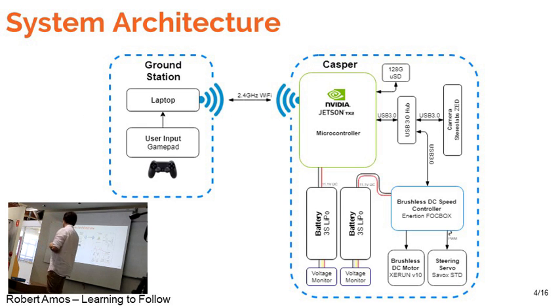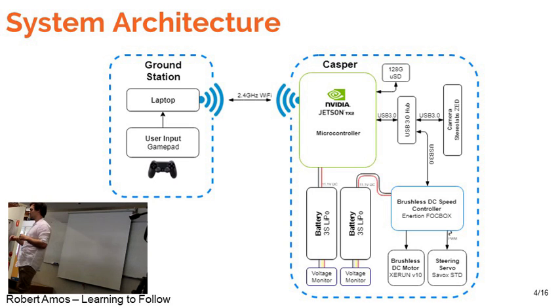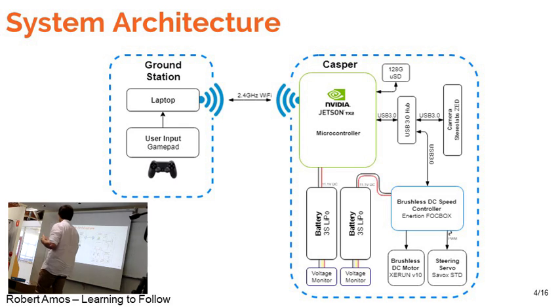So this is the system architecture for the platform. The ground station consists of a laptop with a gamepad as user input. At the heart of the Casper platform is the NVIDIA Jetson TX2 development board, for which the Wi-Fi module was reconfigured as a wireless access point to facilitate a 2.4 gigahertz Wi-Fi connection between the two systems. The only sensor on the system is the stereo Z camera, and to drive the platform, an Immersion box speed controller was implemented to drive a brushless DC motor as well as a steering servo.